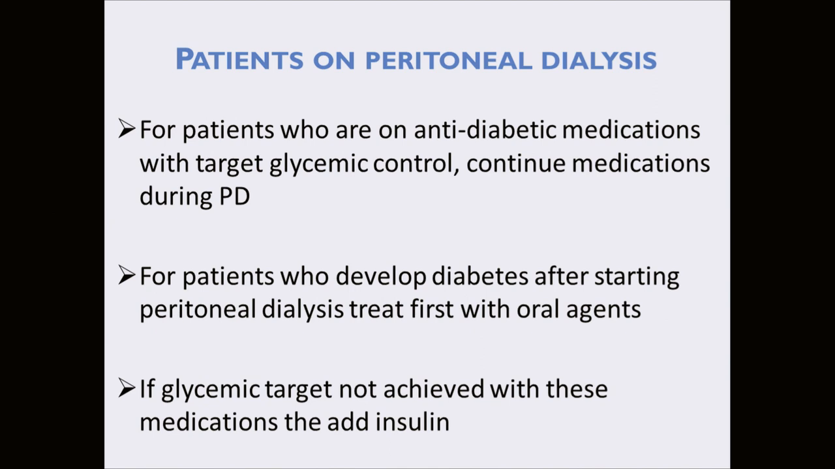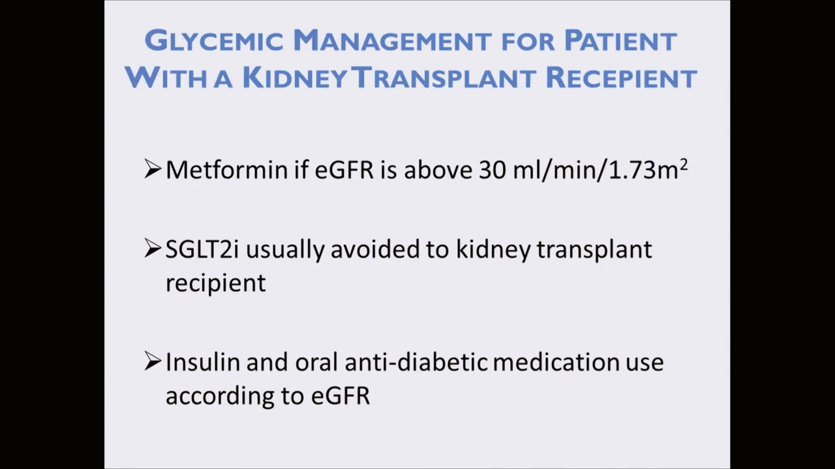For patients on peritoneal dialysis who had diabetic control with glycemic medication, the treatment should be continued. For new development of diabetes, oral drug is the choice. If the glycemic target is not achieved, then add insulin. Now, glycemic treatment in a kidney transplant recipient. In this instance, also, metformin is a good choice, but SGLT2 inhibitor is usually avoided. And insulin and other agents can be used according to eGFR.